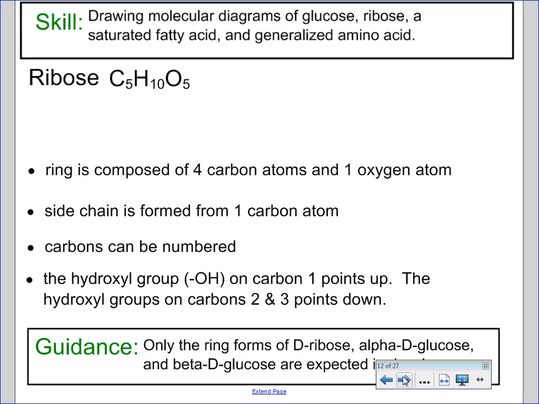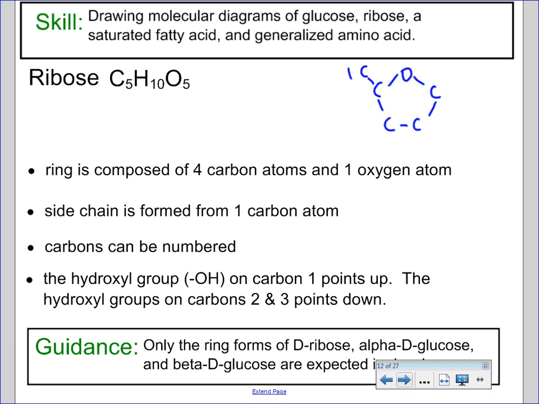In terms of the molecular drawings for ribose, ribose is going to be another ring structure composed of 4 carbon atoms and 1 oxygen atom. So ribose will have the following structure to it. We'll have an oxygen, carbon, and carbon. So it will be a 5-membered ring, and it will have that 1 side chain.